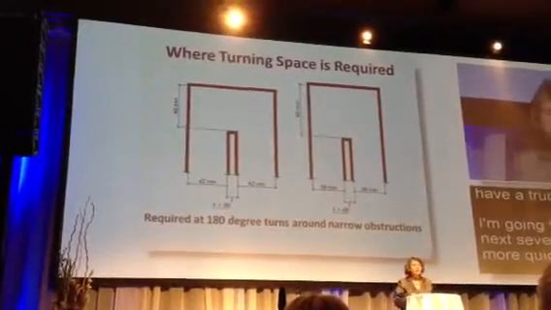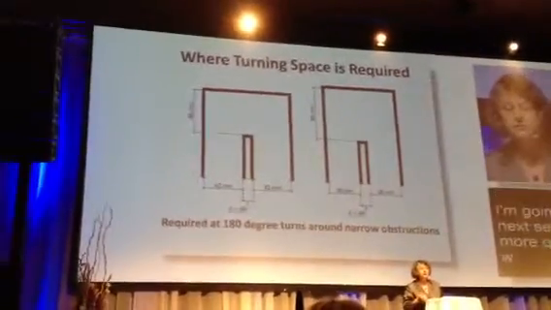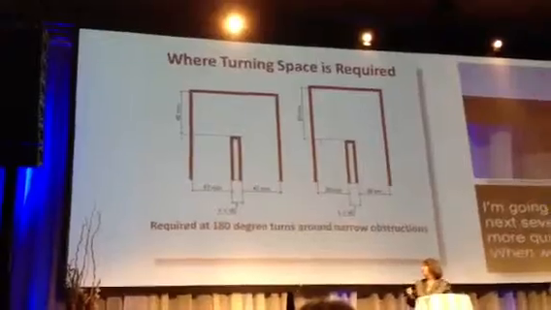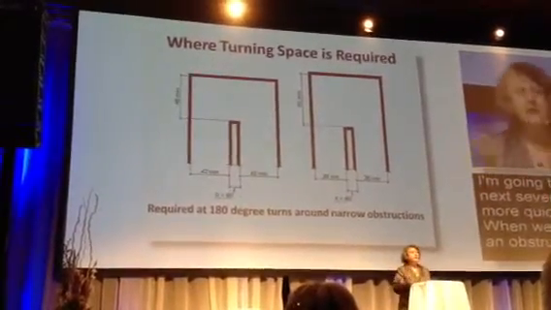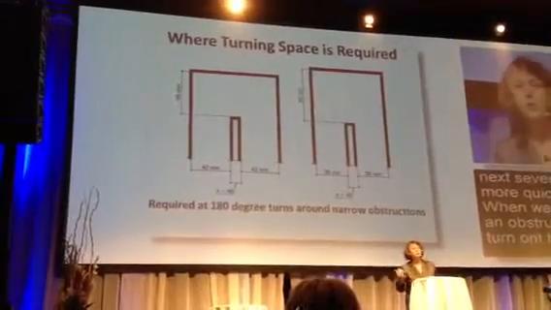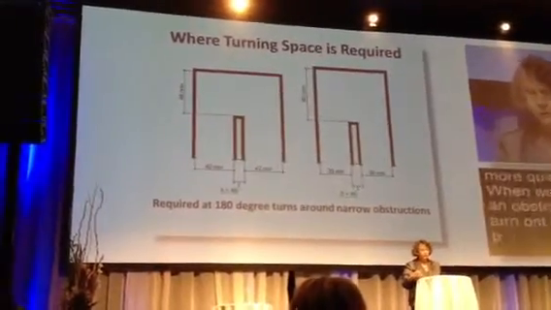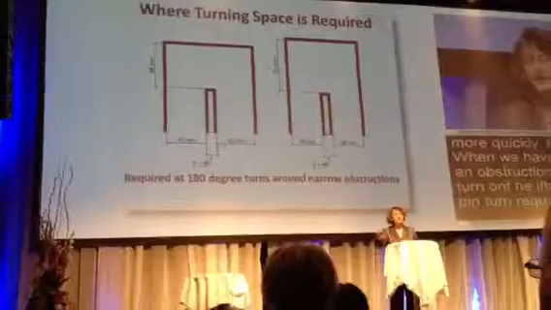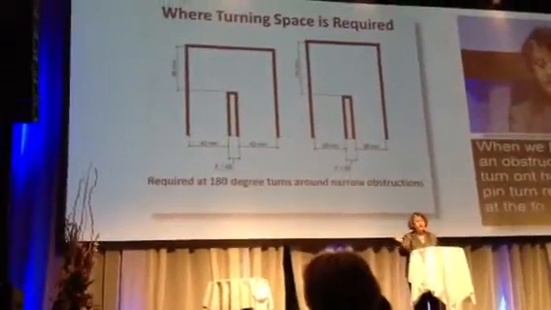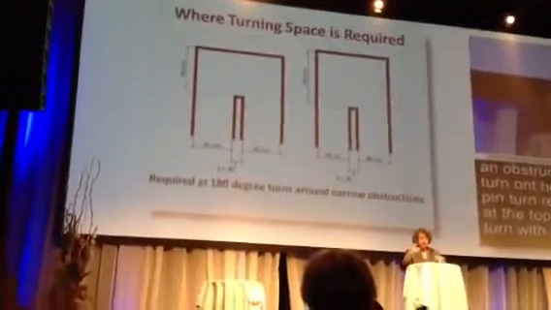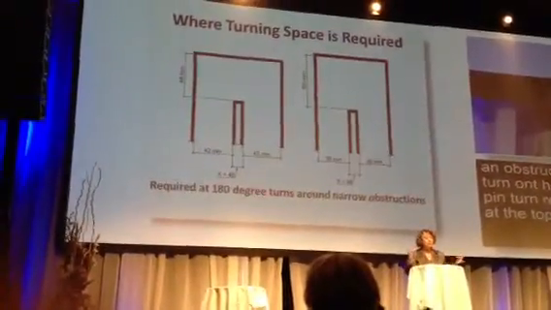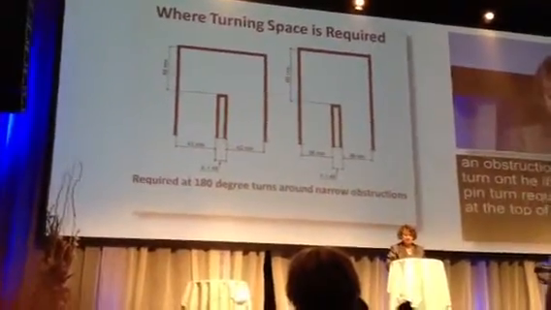So when we have to turn around an obstruction, you notice that we have the hairpin turn on the left side of the screen. The hairpin turn requires more space at the top of the U, and for the turn that has a more generous width, we prescribe less space at the top of the U, more space on the legs.